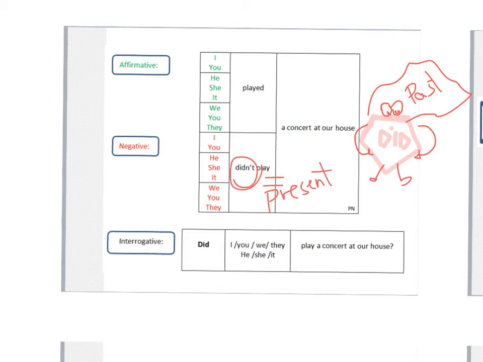And finally, if we want to ask, we change, and did goes first. We write did at the beginning of the sentence to write questions in the past. Did you play a concert at your house? Remember that we also have the super helper here, but at the beginning of the sentence, because the order of the words changes.